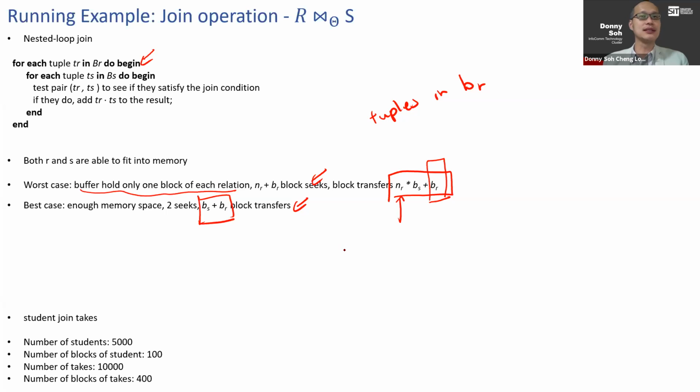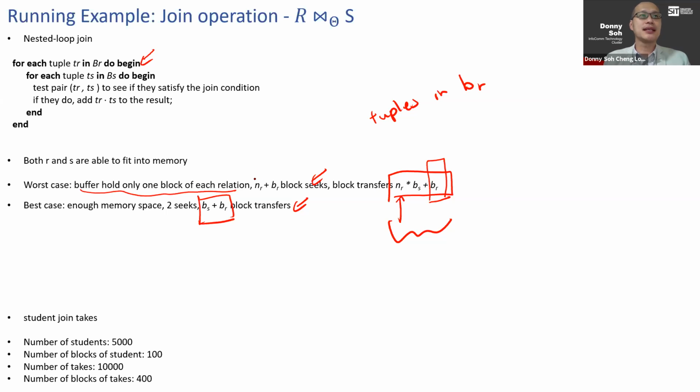So you can tell this is an expensive operation, right? For each individual tuple in my outer loop, I have to load the block. And so this is a very expensive operation in terms of the number of block transfers that it costs. Okay, so this is how we interpret this part.